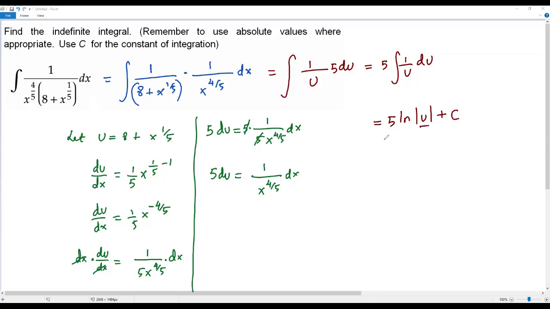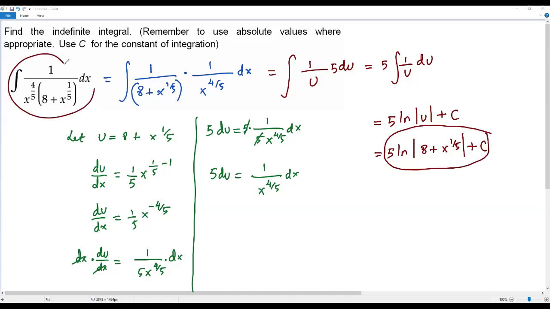Actually, u is a variable taken by us. It has to be replaced by the original stuff, that is 8 positive x to the power of 1/5. Okay, 5 times ln. So now I'm going to plug in 8 positive x to the power of 1/5 for u over here. Then I'm getting 5 ln of the absolute value of 8 positive x to the power of 1/5, plus c. So this is the result of the given integration.